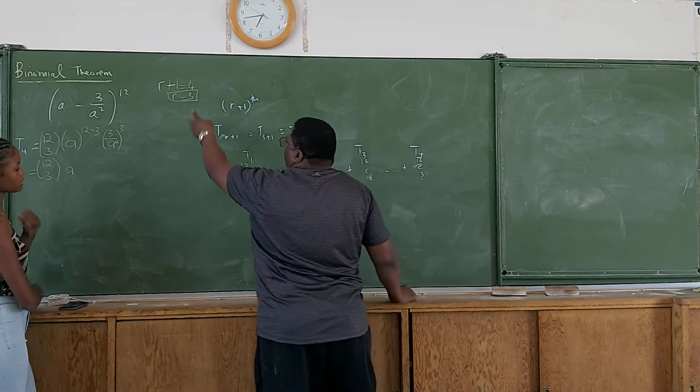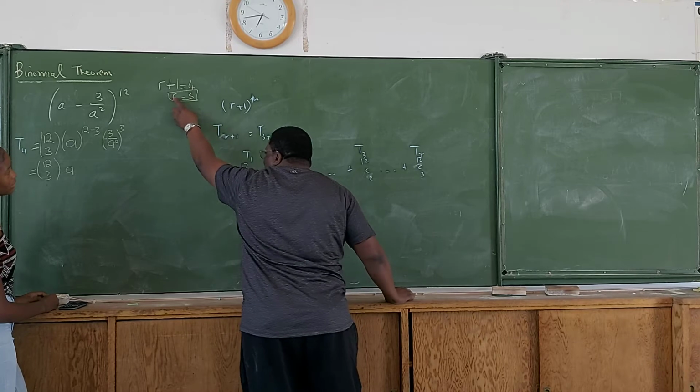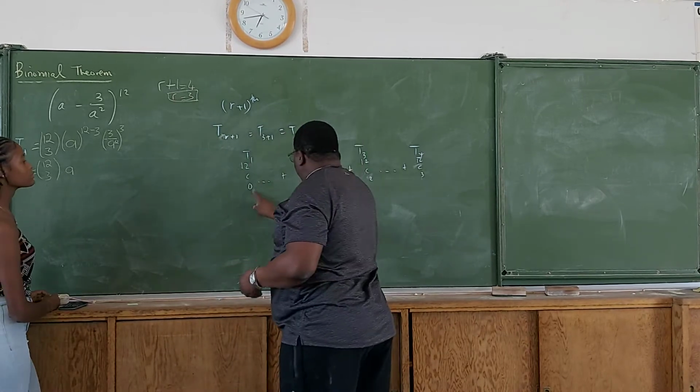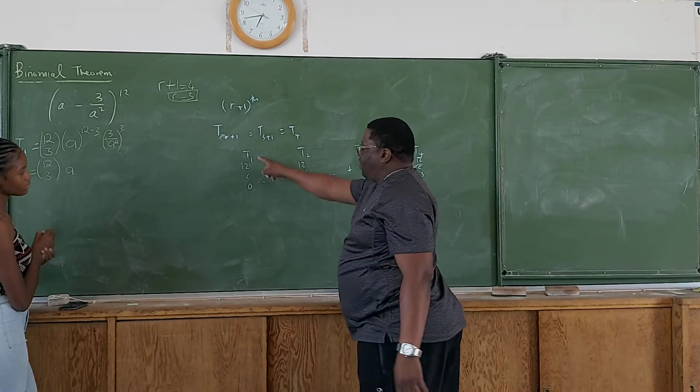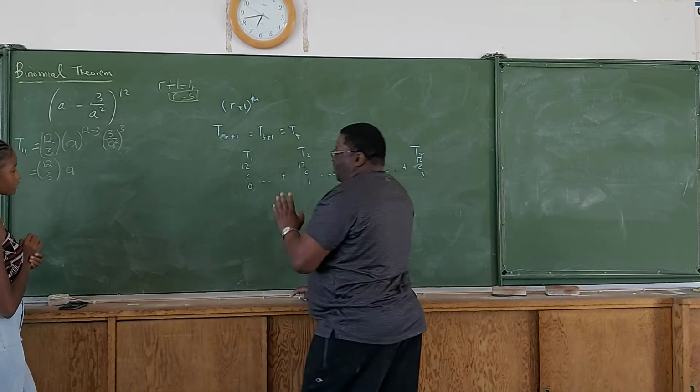Okay, using your formula, you're supposed to find the fourth term. But R will be 1 less than whatever the term is, because look at the way they are: 0 here, first term; 1 here, second term. Can you see that? So now you're looking for the fourth, so what you're calculating is the fourth.